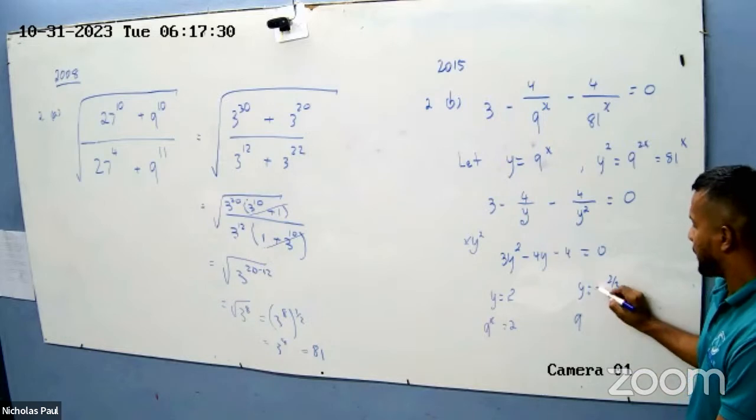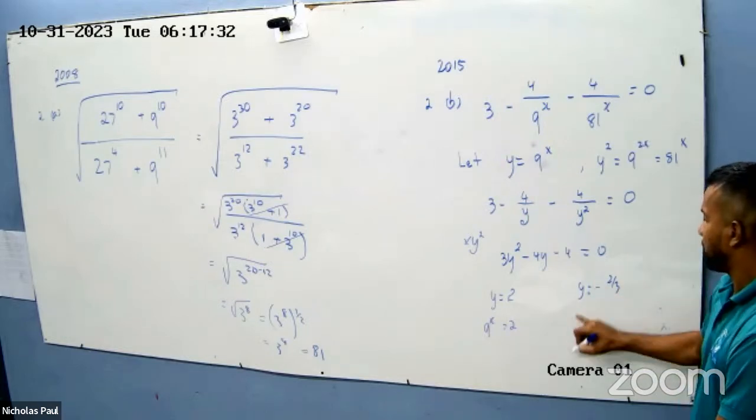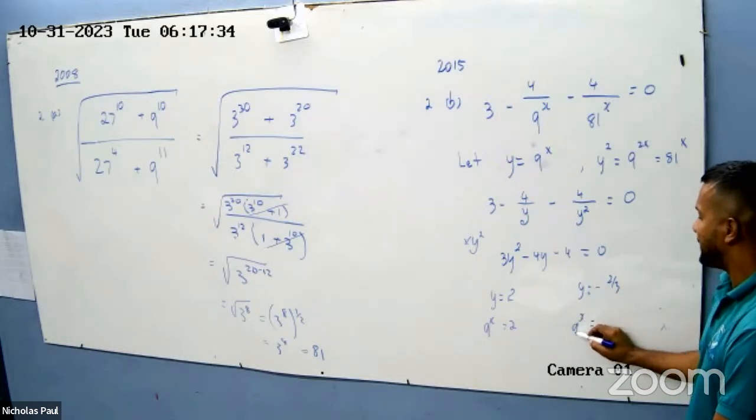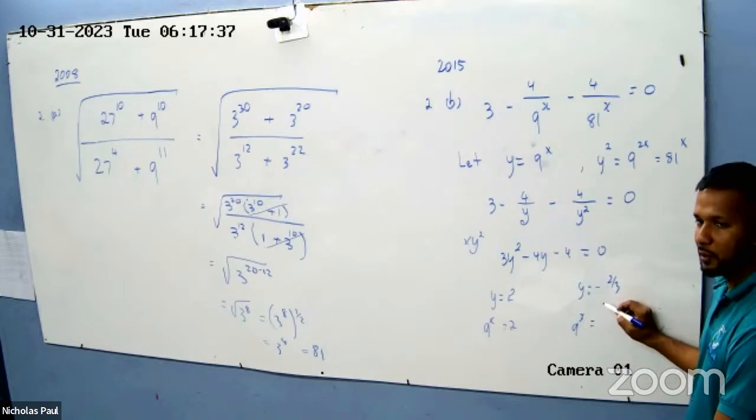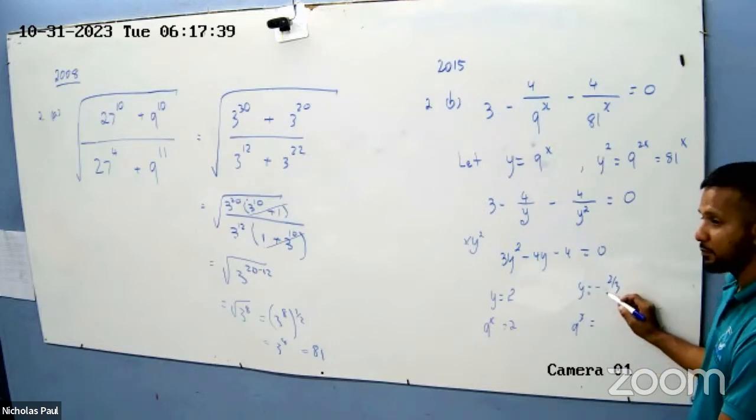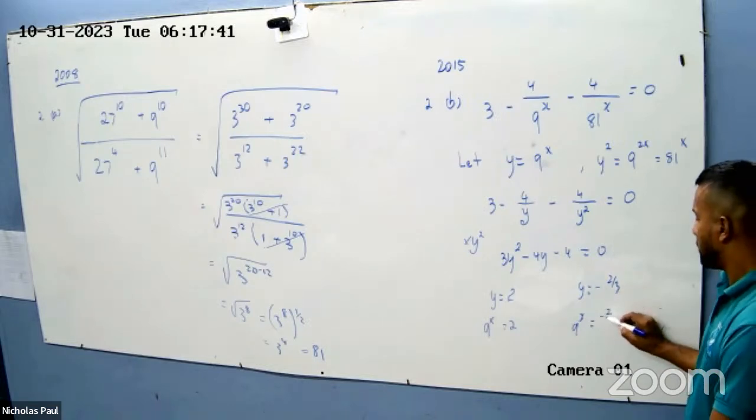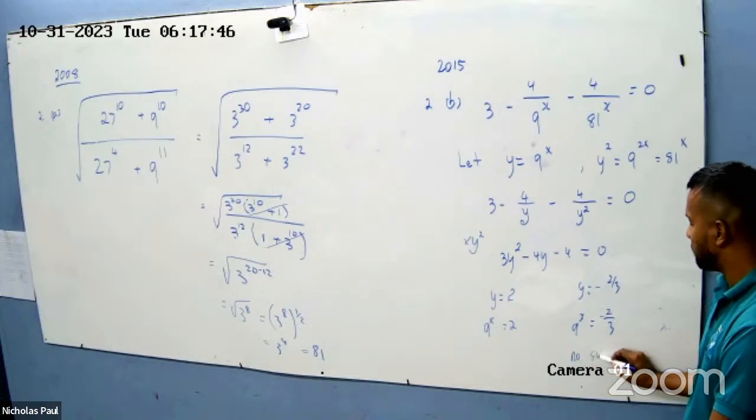I want to point out something here. Could 9 to the x ever give you a negative value? Is there any x value that could ever give us that? No. So therefore, 9 to the x equals minus 2/3 has no solution.